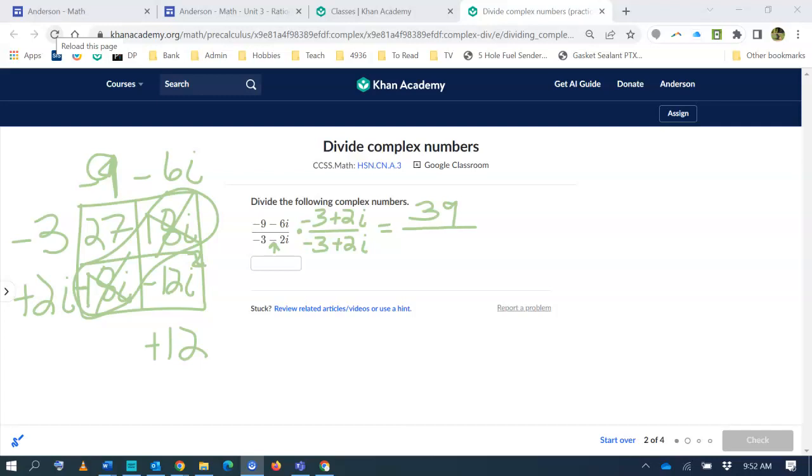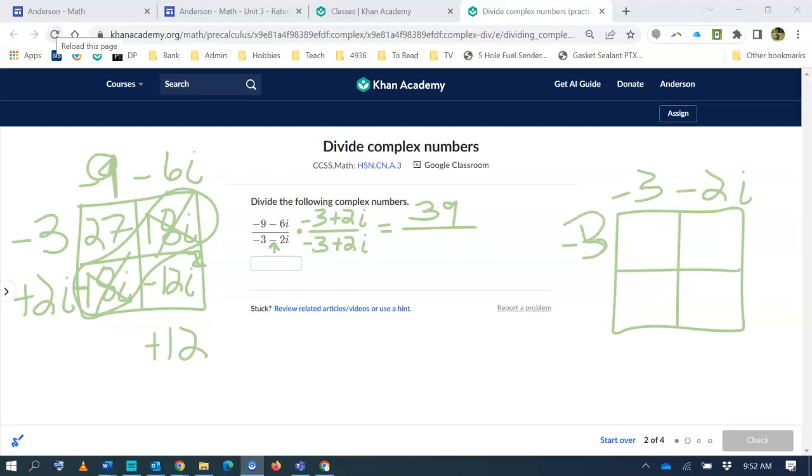Now let's do our denominator. Negative 3 minus 2i, negative 3 plus 2i. And this is where the i's should cancel out also. Okay, the i's cancel out, but that was just by coincidence, not by design, in the last one. We get positive 9. Then we get positive 6i, negative 6i. And 2i times negative 2i is negative 4i squared.